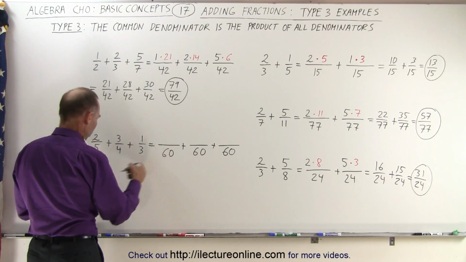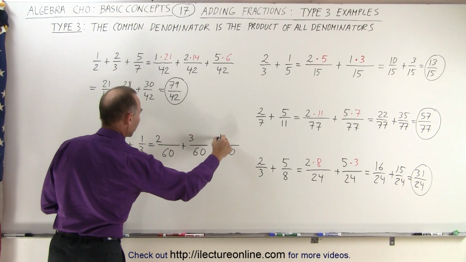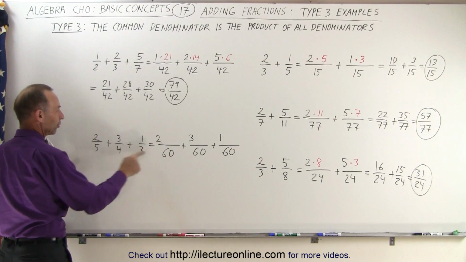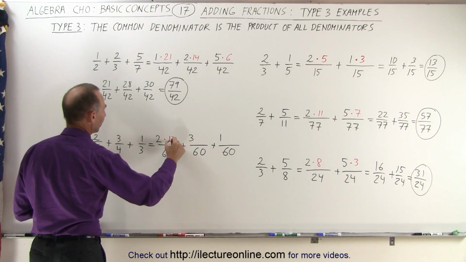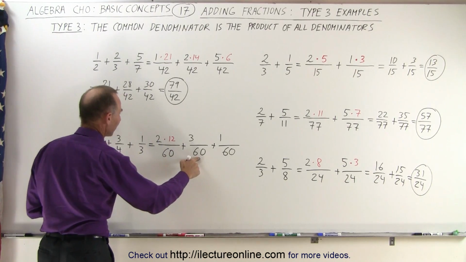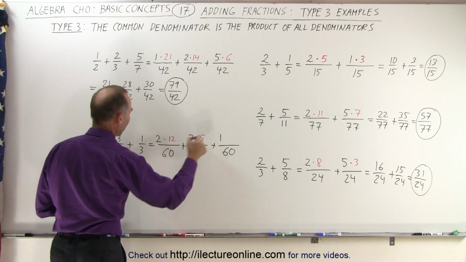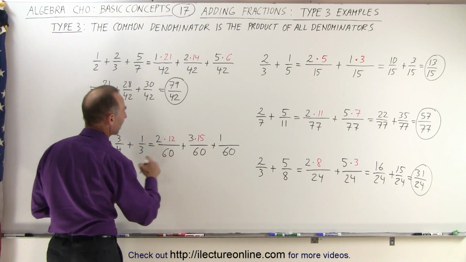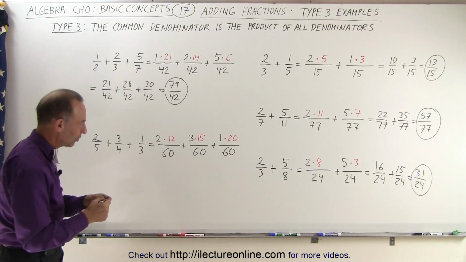5 goes into 60 12 times. So let me first write all the numerators, 3 and 1, like that. So here you can say that 5 goes into 60 12 times, so I'm going to multiply the numerator by 12. 4 goes into 60 15 times, so I'm going to multiply the numerator by 15. And 3 goes into 60 20 times, so I'm going to multiply the numerator by 20. That's probably the easiest way to do that.